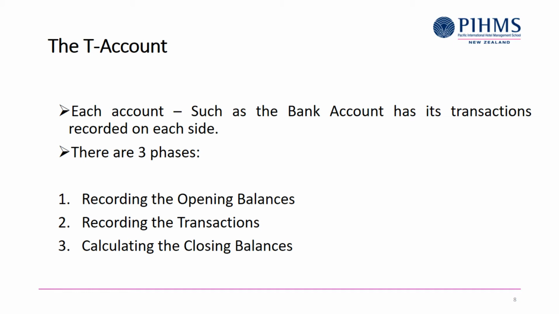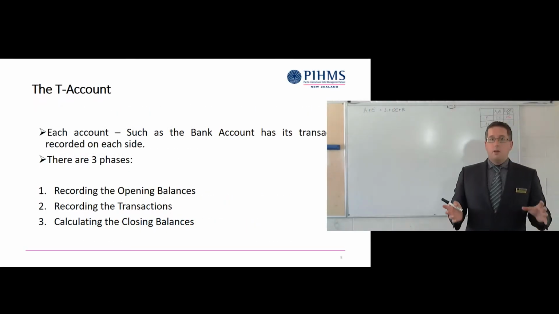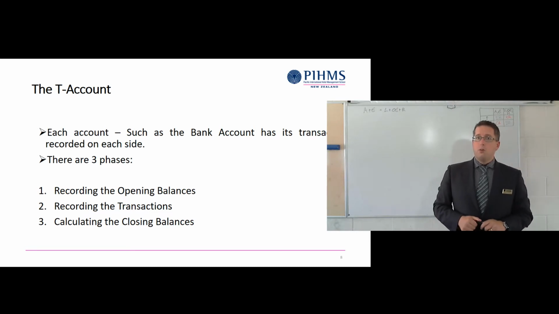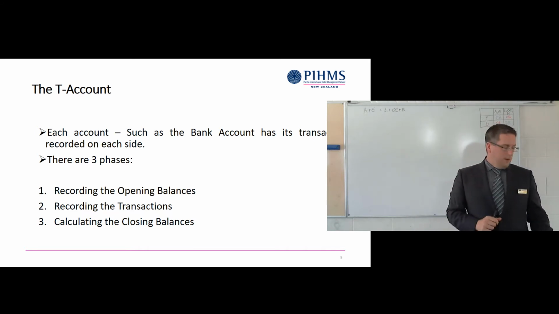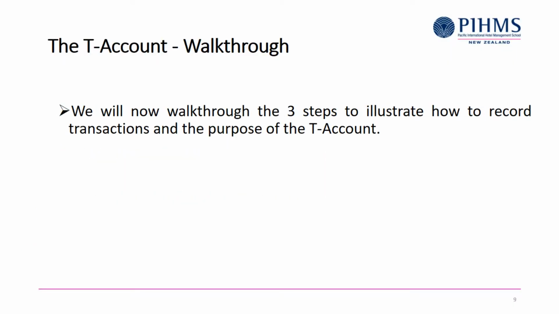Phase 2 is we record the transactions. We record what's happening and the debits and credits associated with that. And finally, we calculate the closing balances. Closing balances are the balances at the end of a month or at the end of a year. And you'll soon see that the closing balances are actually quite useful because we use them to prepare financial statements. So that's getting into a bit of Module 4, but just know that they are used a lot. Okay, so 3 phases. So let's get into the little walkthrough.